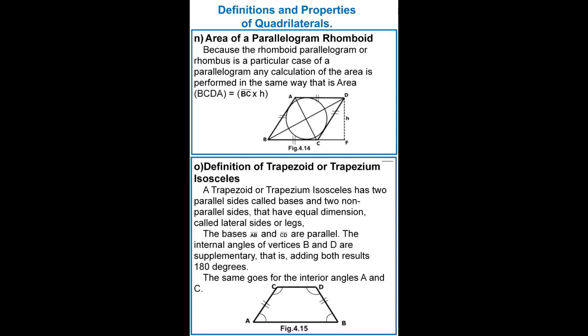In the second half of the slide, it is presented a definition of a trapezoid quadrilateral. This type of quadrilateral is shown in figure 4.15. The trapezoid quadrilateral has two parallel sides, called the base sides, and two non-parallel sides, called lateral sides. The bases AB and CD are parallel. The interior angles of vertices B and D are supplementary, that is, they add up to 180 degrees. The same is true for the interior angles of vertices A and C.